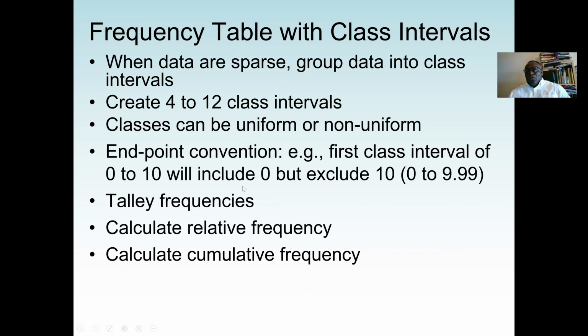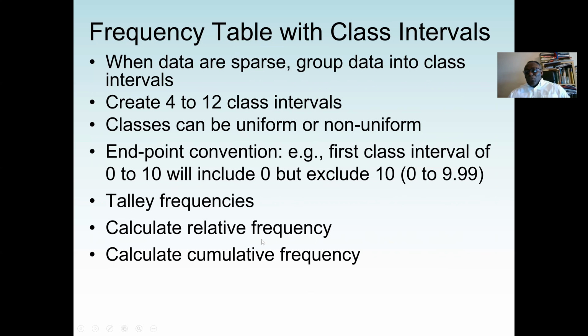Then the endpoint convention: if the first class interval is 0 to 10, we include 0 but exclude 10, so it will be 0 to 9.99. The main goal is that we don't want the same value in two different classes. Then we tally the frequency as we saw it.